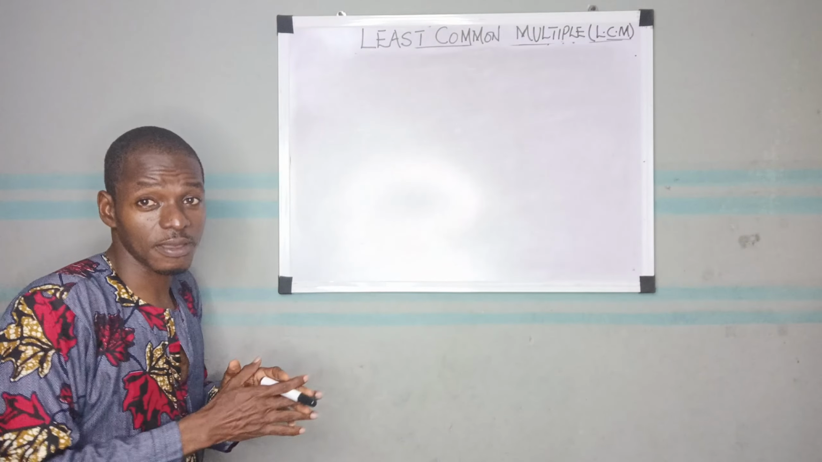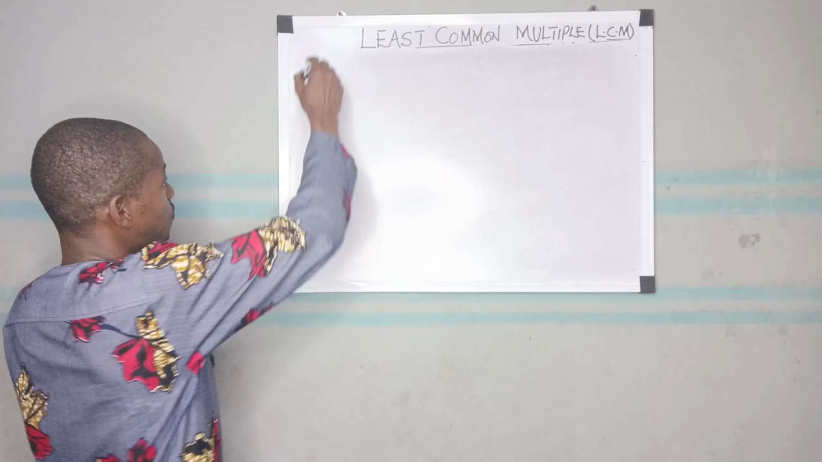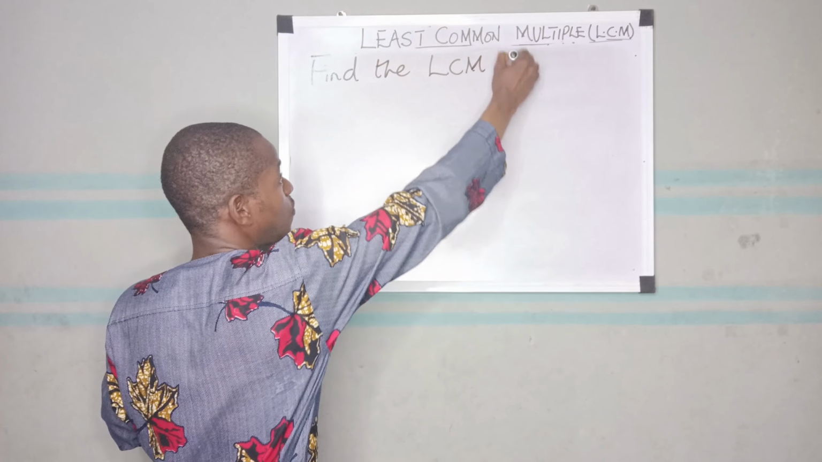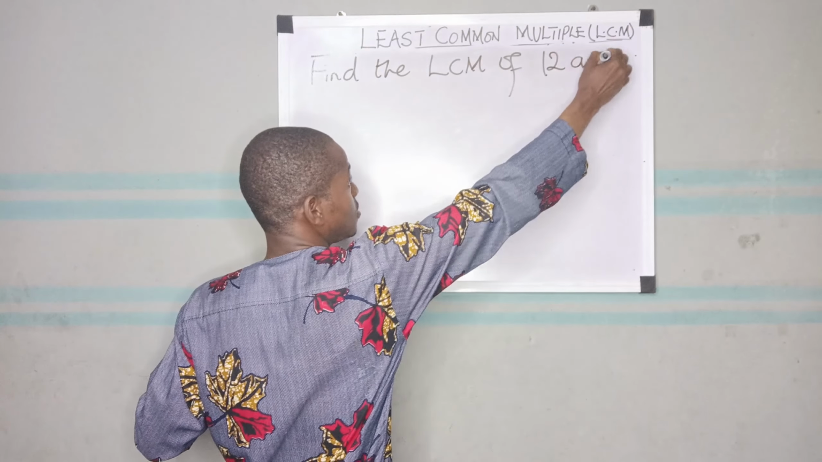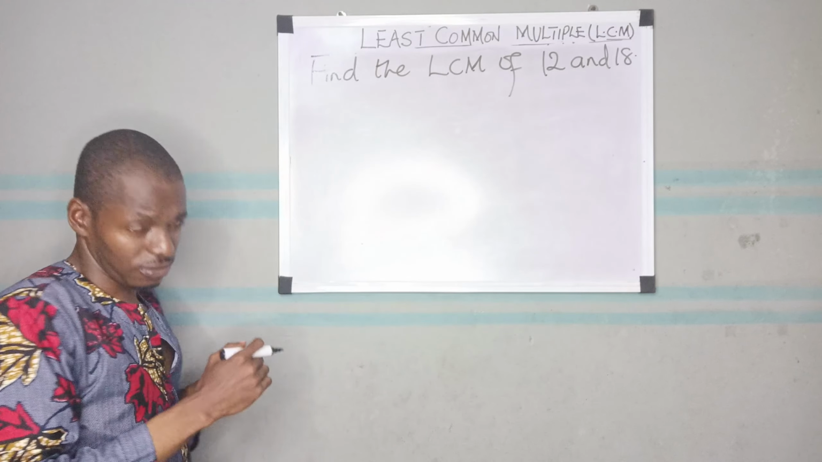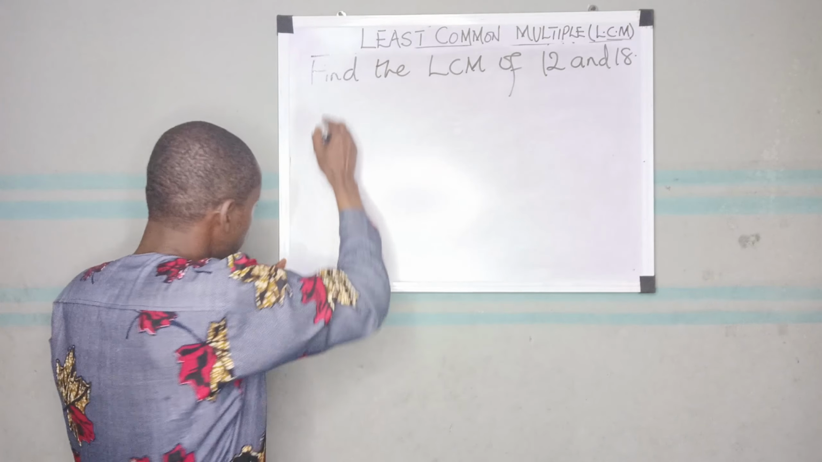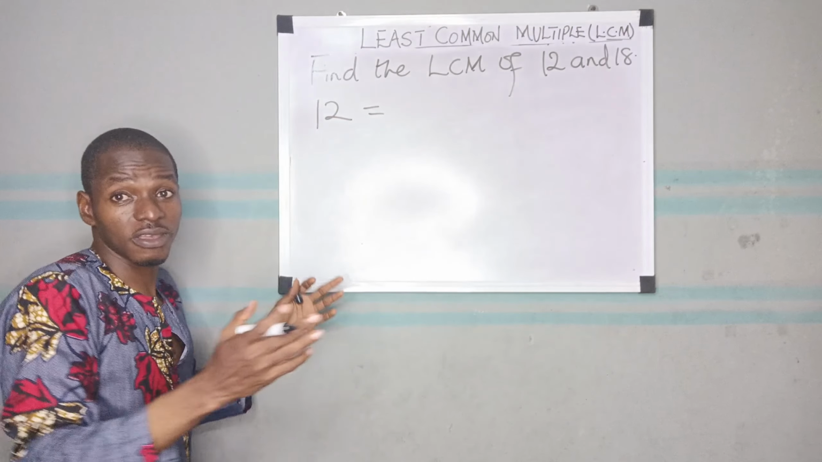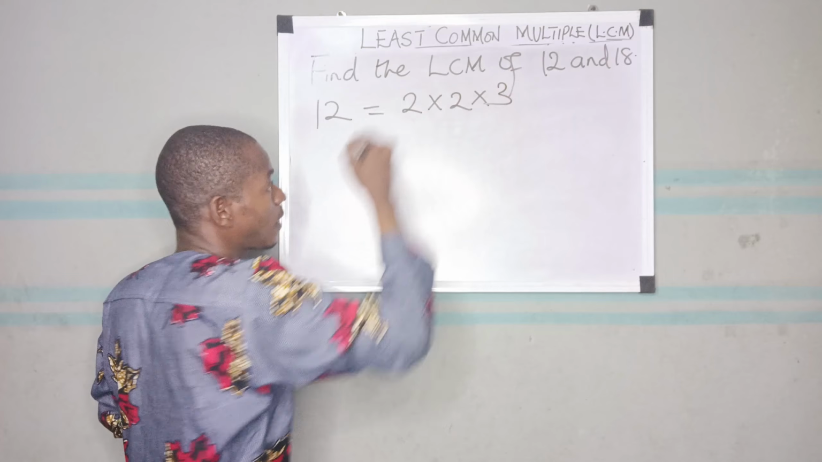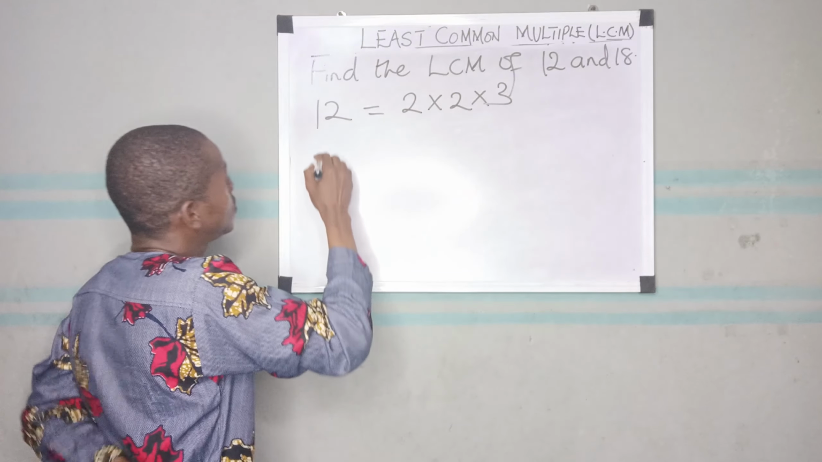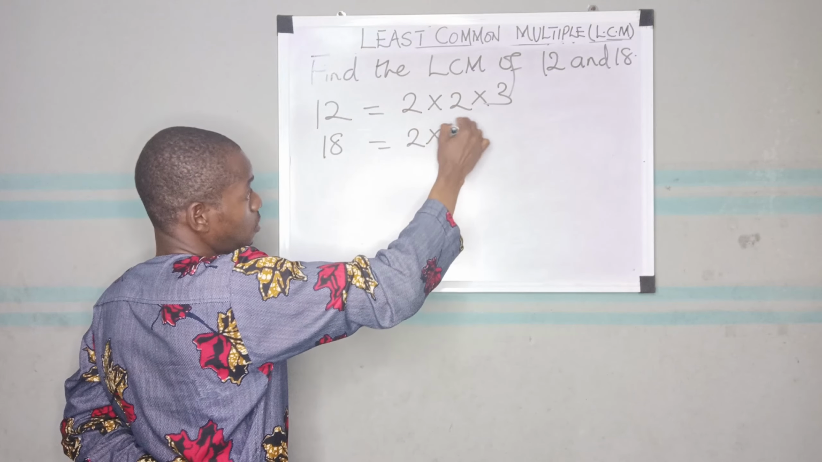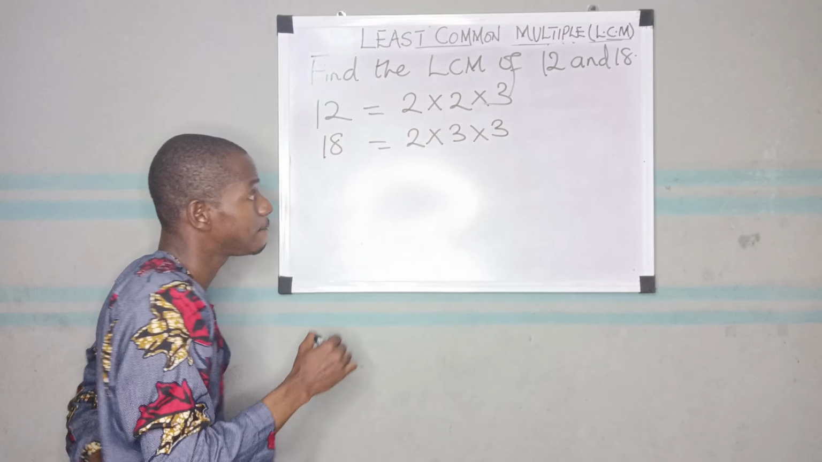Okay, let's take the last example for today. Find the LCM of 12 and 18. So the first thing, of course, using the prime factorization method, 12 can be expressed as a product of its prime factors as 2 times 2 times 3. Now 18 can be expressed as 2 times 3 times 3.